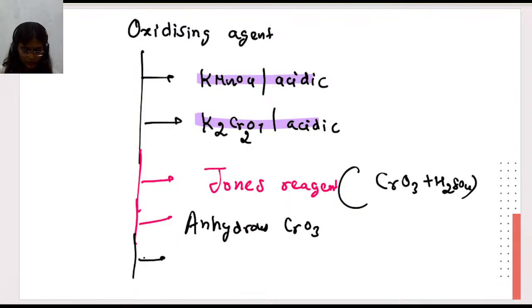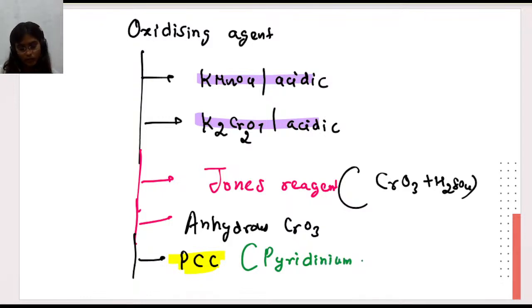Or the next one, PCC, okay? PCC. Again, it's important. Let me just highlight this as well. It's important because this is the reason behind the exception most of the time. So it's pyridinium chlorochromate. Okay, we will discuss every point. Just wait.